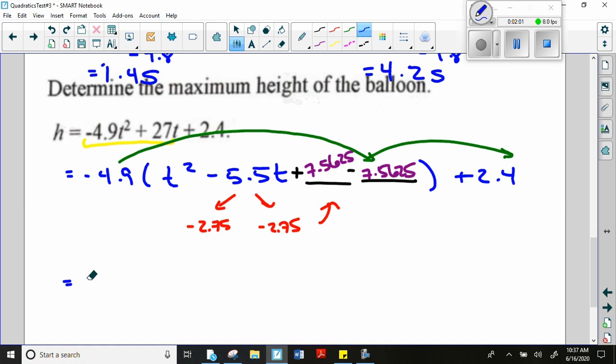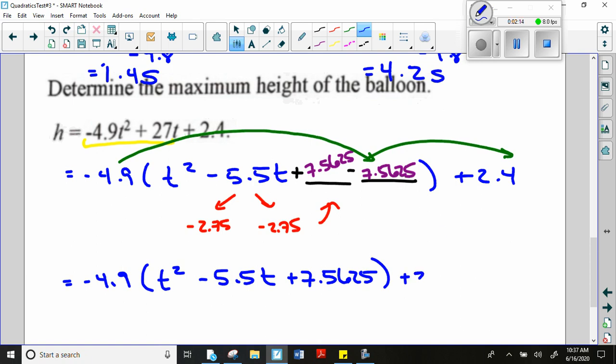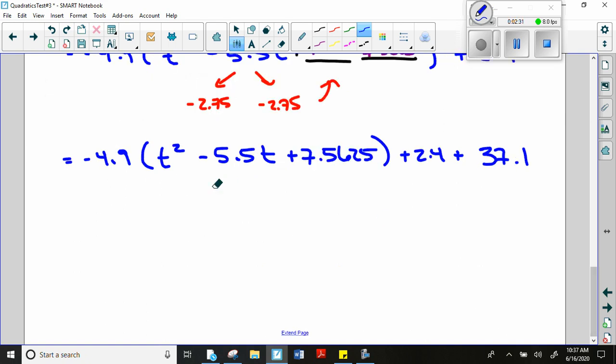So we're left with negative 4.9 times the bracket t squared minus 5.5t plus 7.5625, close bracket. The 2.4 is out here. But now, negative 4.9 times negative 7.5625 gives us 37.1. I'm rounding this one. I don't feel like writing it all out.